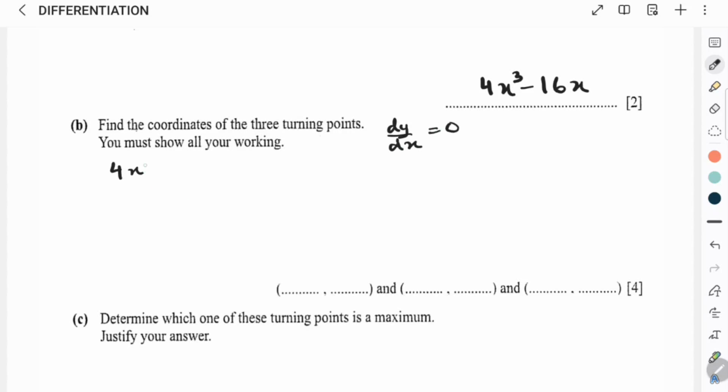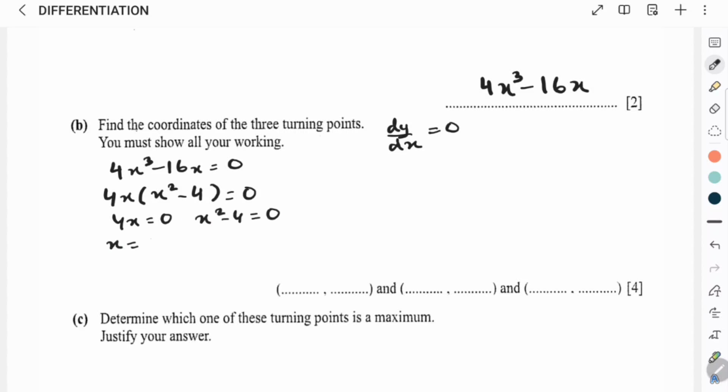That means 4x cubed minus 16x equals 0. Taking 4x common, x squared minus 4 equals 0. Then 4x equals 0 and x squared minus 4 equals 0. So x equals 0 and x equals plus or minus 2. Either you do it with the identity or take the square root, it's up to you. So x equals plus 2 and minus 2. So we get the x values of the turning points: 0, 2 and minus 2.